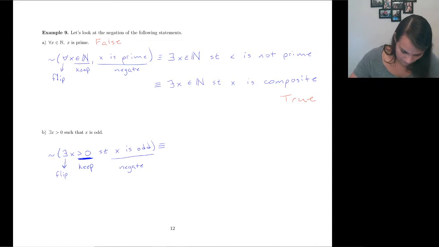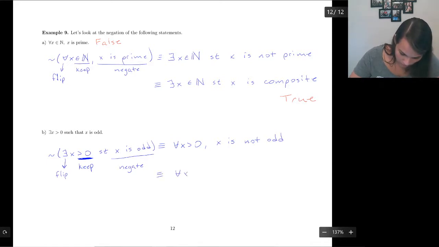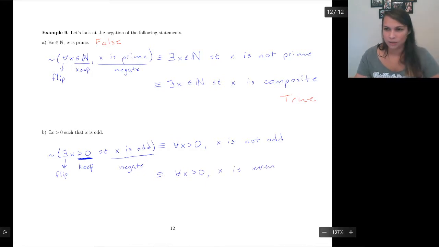So when we negate this statement, it turns into for all x greater than 0, x is not odd, or you might even say for all x greater than 0, x is even. And I think we can say that. I think 0 counts as an even number. Just in case it doesn't, it's even or 0. Okay. So I think I've made a big enough deal out of the fact that we kept our domain. We still wanted to talk about x's that were greater than 0.